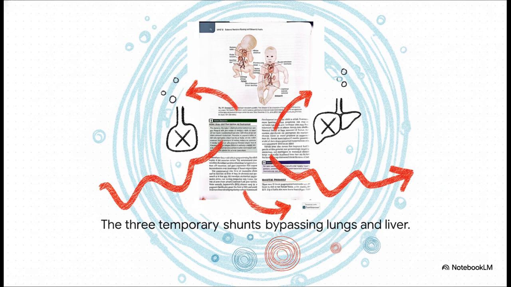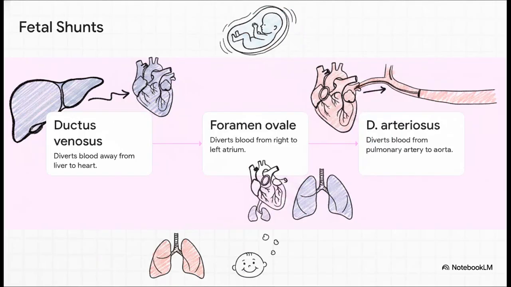Think about it. The fetus is completely submerged in amniotic fluid, so it obviously doesn't breathe air. Furthermore, its liver doesn't need to process most waste products because the mother's body is handling all of that heavy lifting across the placenta. Therefore, routing massive amounts of blood to the fetal lungs and liver is just a huge waste of cardiac energy. So, to solve this clinical puzzle, the fetal body utilizes 3 temporary shunts to effectively bypass those organs altogether. Let's systematically break down exactly how all 3 of these essential shunts work.